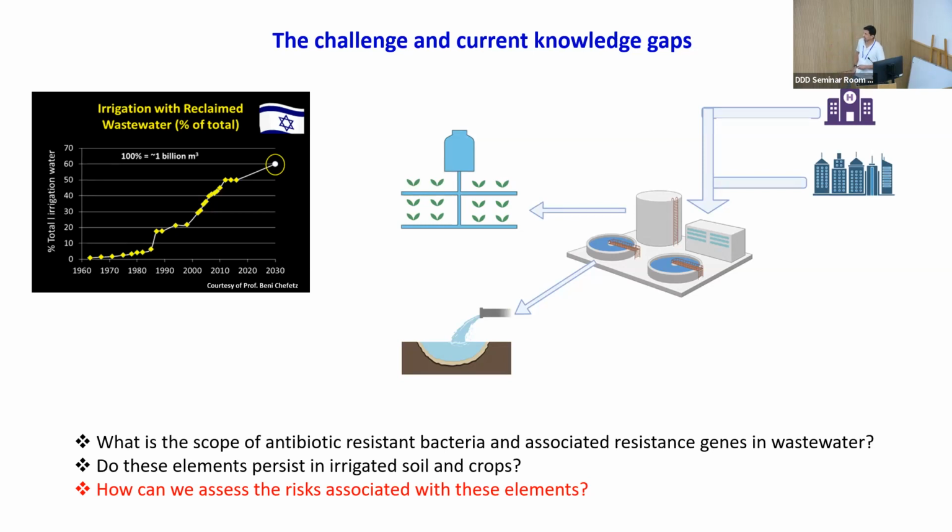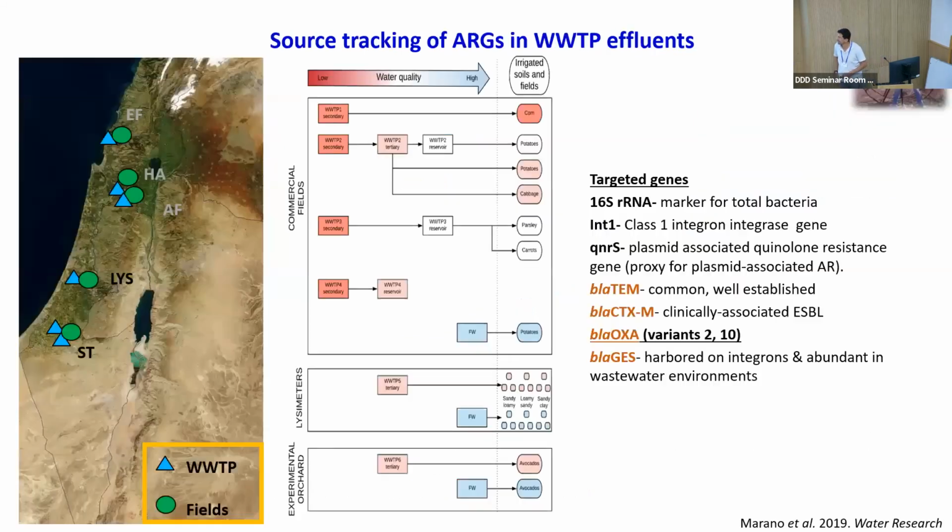The second question is, do these elements persist in irrigated soils and crops? It's not enough that we have these transfer pathways. The question is, what's happening here? And a question that's really fascinated me over the past few years is, how do we assess the risk? We can look at problems from the perspective of saying, yes, we have this there, but the real question is, is there really a risk? How much are these pathways really contributing to the global scope of antimicrobial resistance?